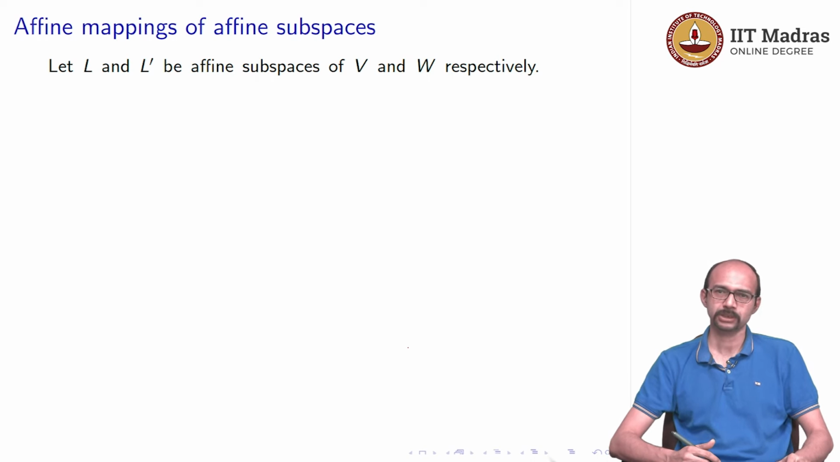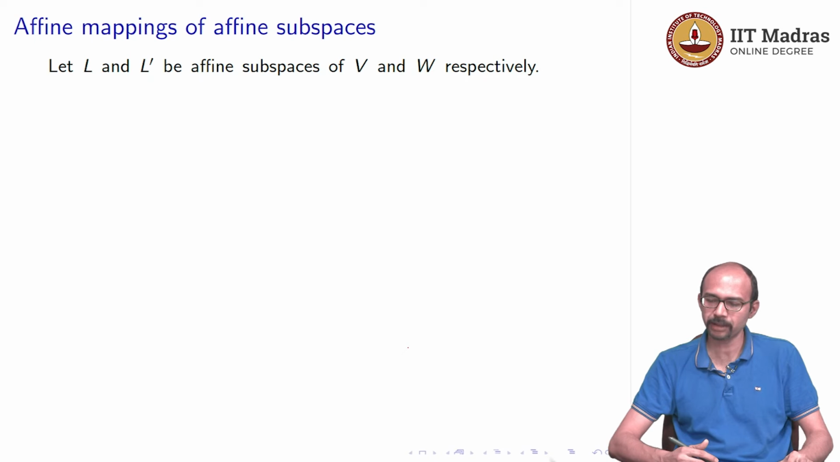This is a slightly complicated notion, but we are just doing this for the sake of completeness. One small idea: let L and L prime be affine subspaces of V and W respectively. We have seen how to define the notion of a linear transformation. Linear transformations work between vector spaces or vector subspaces. Now suppose we have affine subspaces; we would still like to know how to deal with functions on those, which in some sense preserve the structures that we are interested in. So how do we do that? That is the idea of an affine mapping.